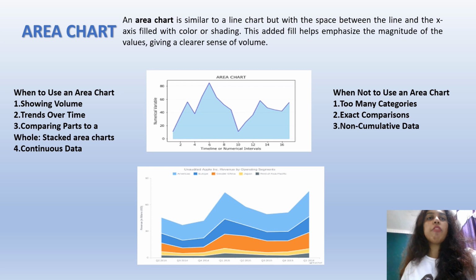There are different types of area charts available, like stacked area chart or 100% stacked area chart. We can summarize area charts as they are effective for showing trends, cumulative totals, and proportions over time, with the filled areas offering a visual representation of magnitude. However, care must be taken not to clutter the chart with too many layers. That's all for area chart.